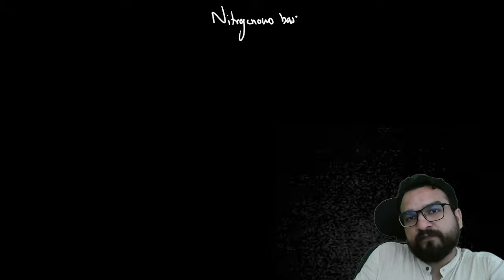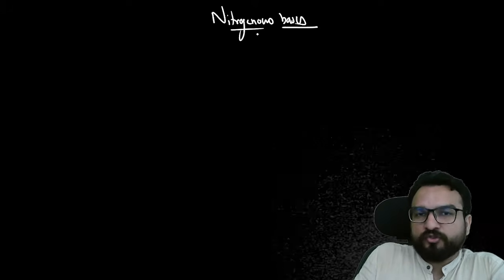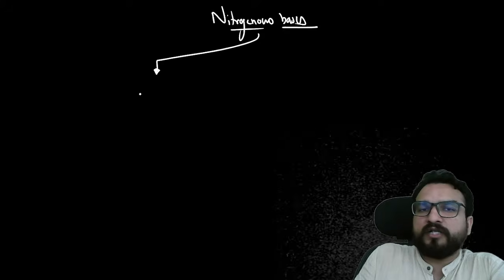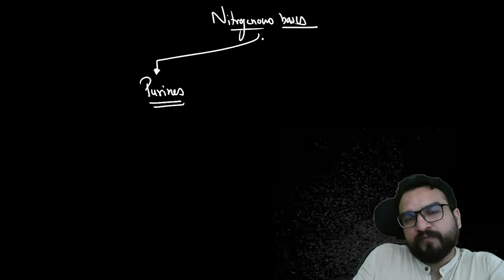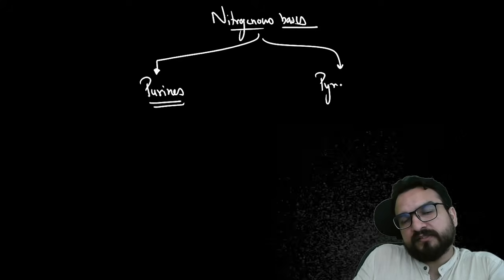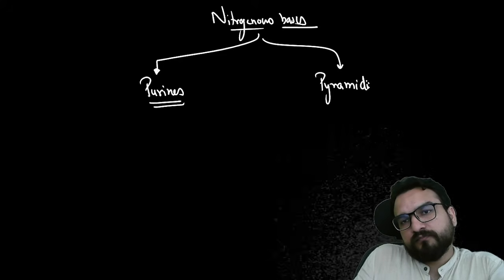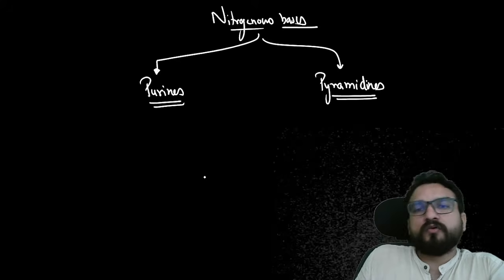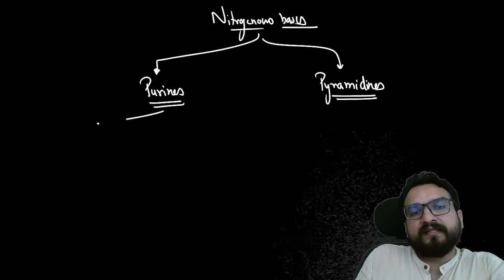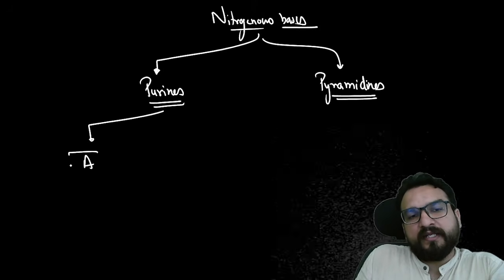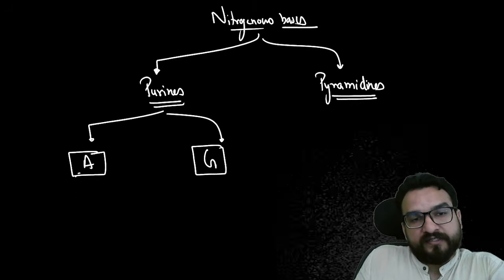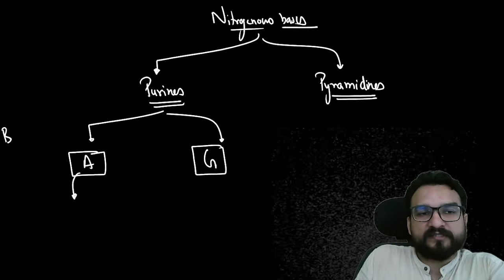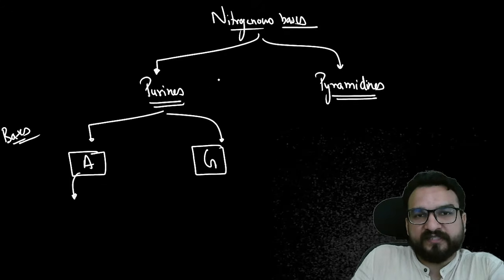Nitrogenous bases. I'll be showing you the compound formation also. You don't need to learn that, but I'll be showing you. They are divided into purines and pyrimidines. Over here you will be finding that purines are basically your A and G. And this you have to learn. These are the bases. Nitrogenous bases I have told you.